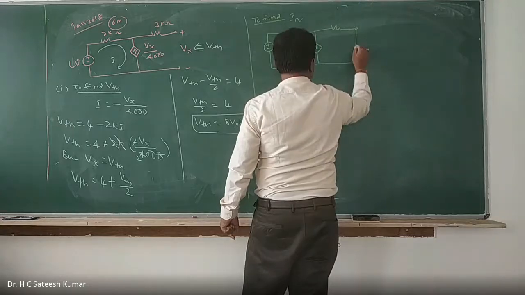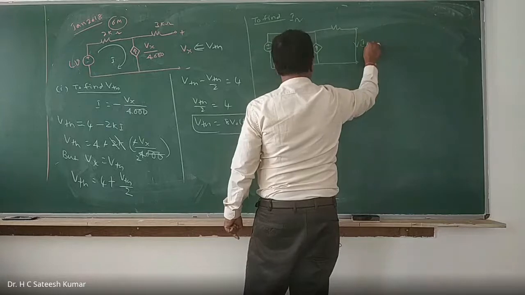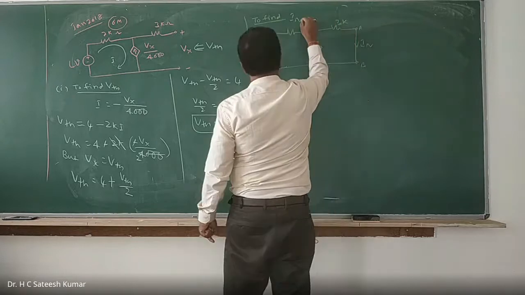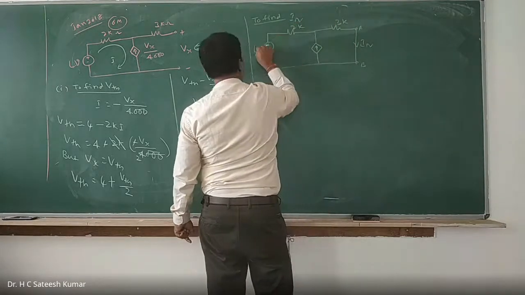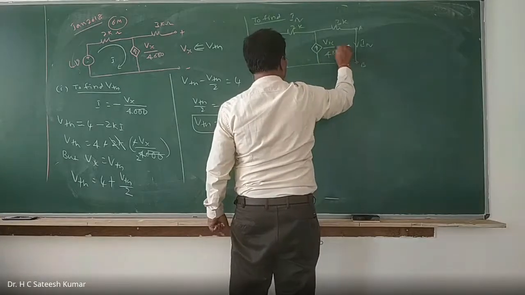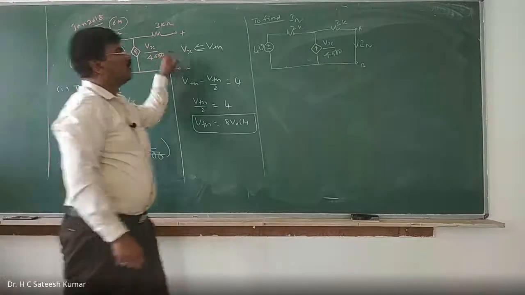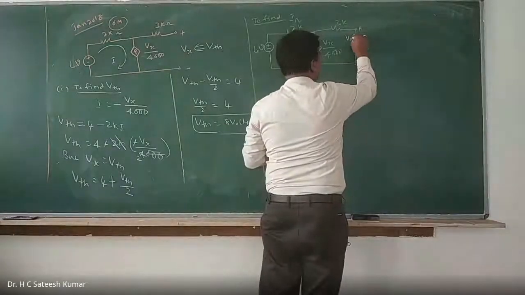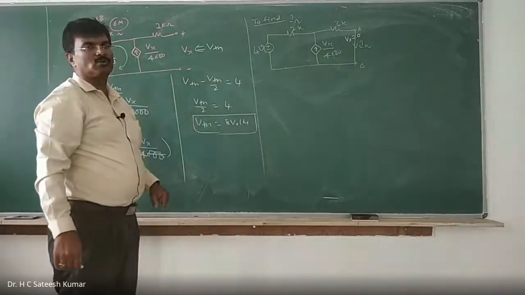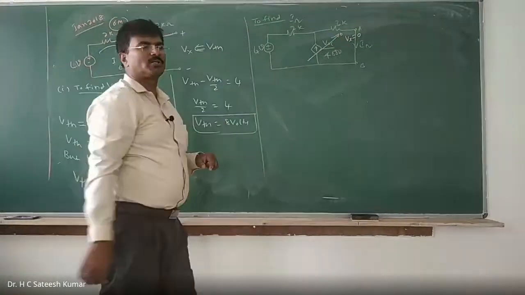I Norton means short circuit current. This is your I Norton. A, B, 3K, 2K, 4 volts, Vx divided by 4000. Carefully observe this. When it is short circuited, what will happen? This is your Vx. Short circuit voltage is what? Always 0. This is shorted, therefore Vx becomes equal to 0, which means this source will become 0. That will be open circuited.